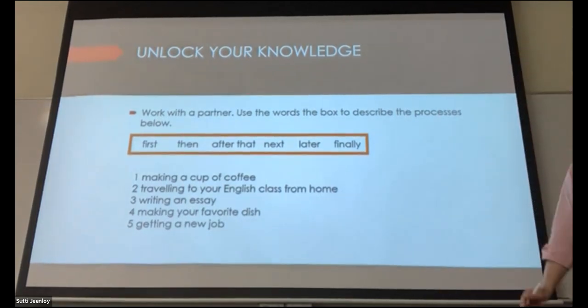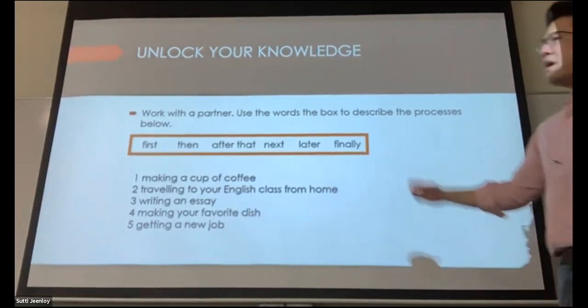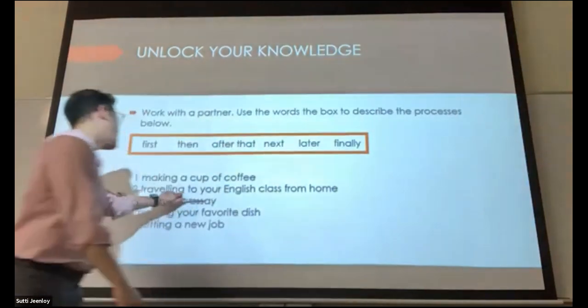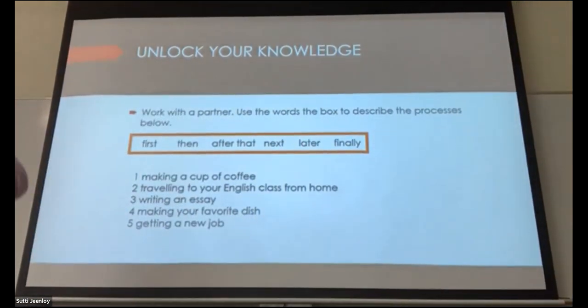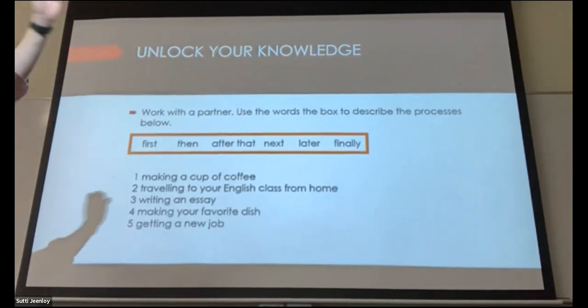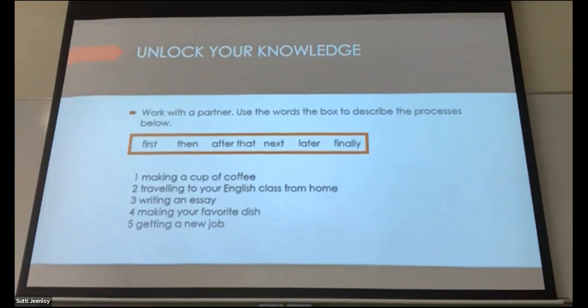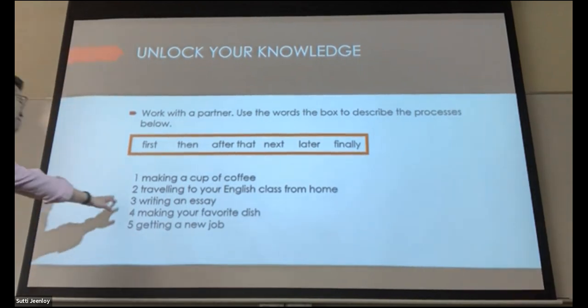Making a cup of coffee. Traveling to your English class from home. Writing an essay. Okay, I will just cross this one out, because writing an essay is pretty much like how you do the presentation. Same structure. If you want it to be well structured, same thing. Introduction, body, conclusion. Same thing. How you gather the information, same thing, right? Apart from the fact that the lecturer gives you the topic, whereas here we find it ourselves. So cross this out, no need to discuss.